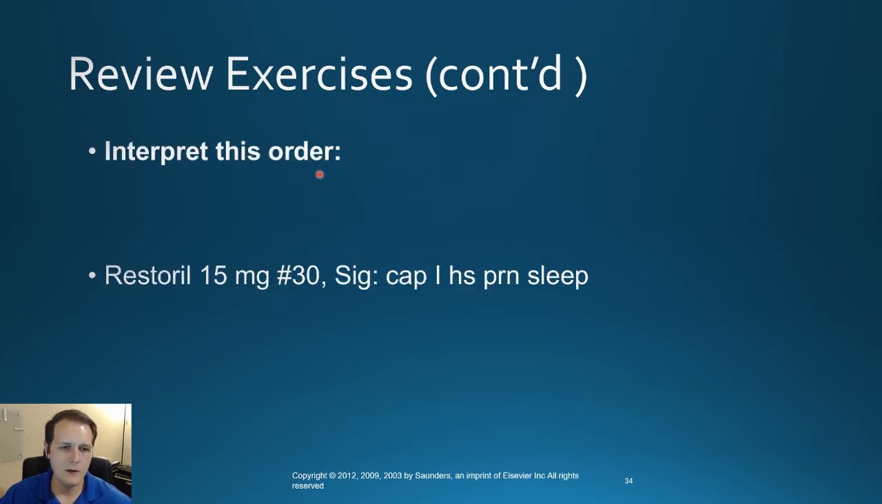Restoril, 15 milligrams, number 30, SIG, cap 1, HS PRN sleep. So Restoril is actually a benzodiazepine, kind of similar to that drug Ativan I talked about before. This is a short-acting benzo that we oftentimes will use to help people get to sleep. How would you interpret this order?